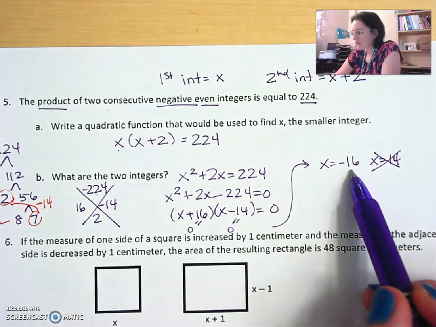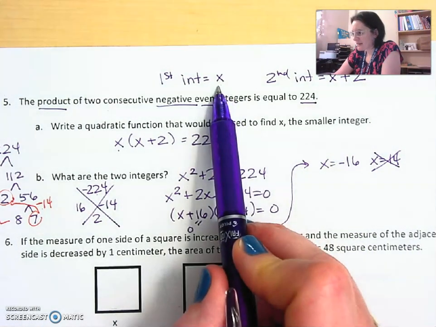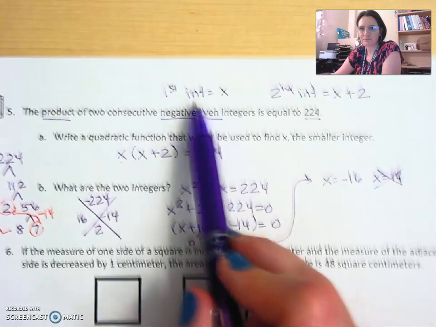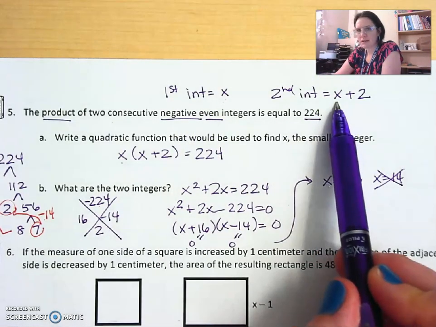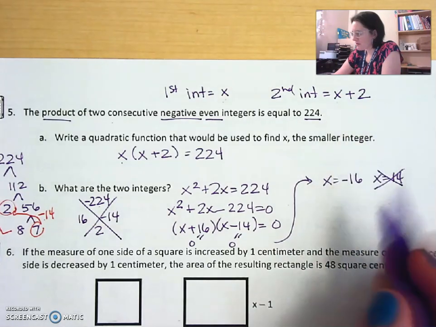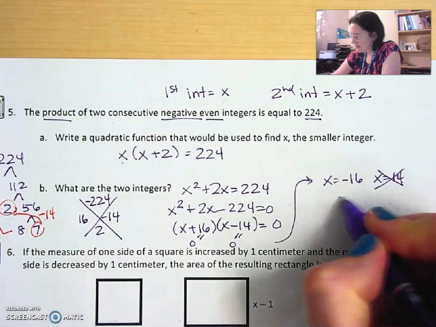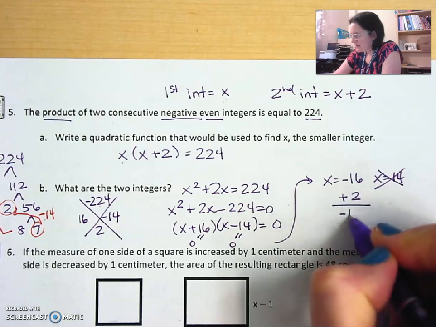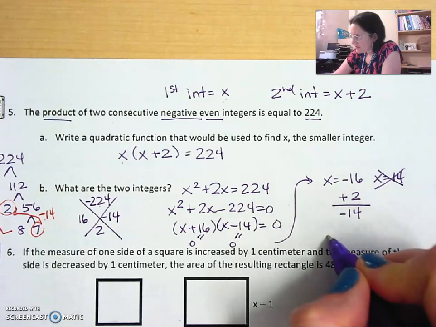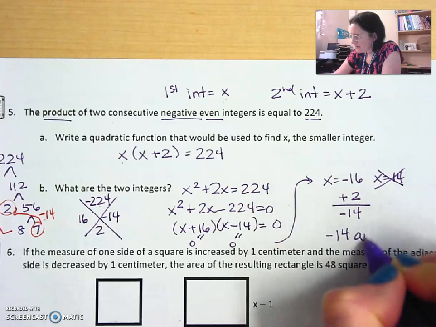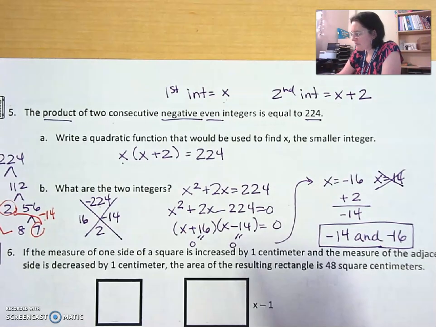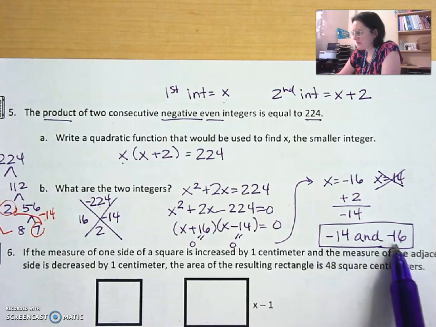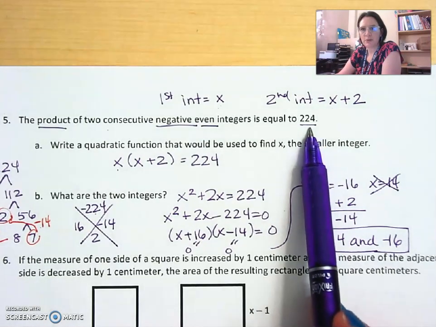But that's just my first integer. We defined x as the first integer. And we define the second integer as whatever x is plus 2. So if my first integer is negative 16, and I add 2, I get negative 14. So the numbers are negative 14 and negative 16. They are negative, they're even, they're consecutive, and they multiply to positive 224.